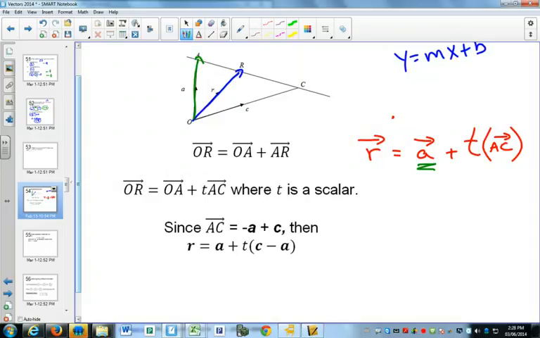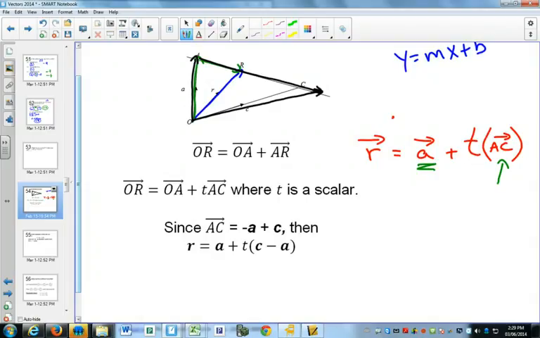Plus, now I want to go this direction a certain amount, and I'll get to R. If I picked another point on the line, let's say I'll do it in a different color. Let's say this point, this vector here. If I wanted to get there, I could go to A and then go along this direction further, and I would get to that point.